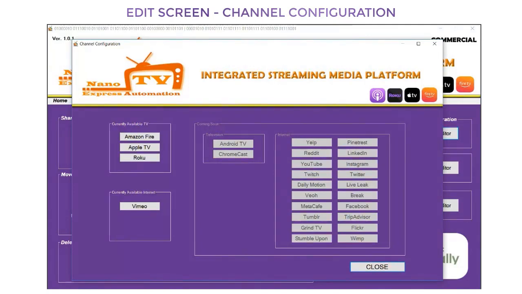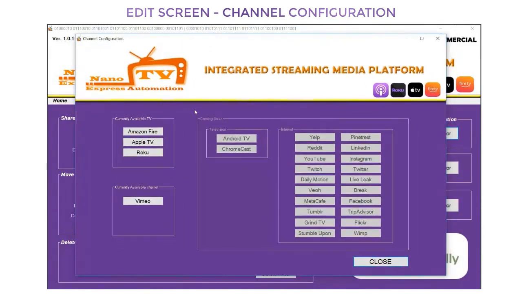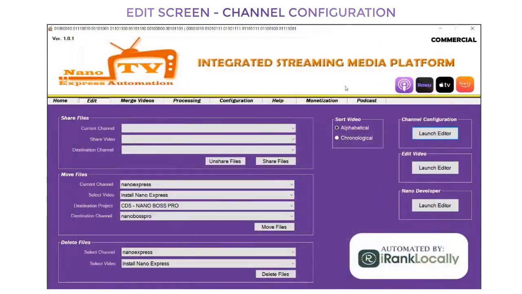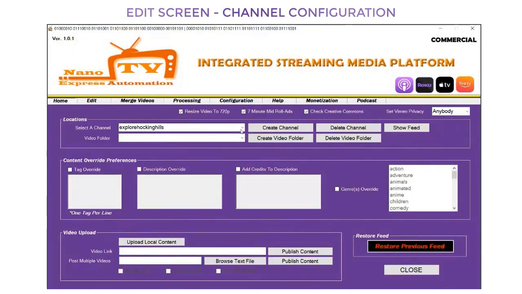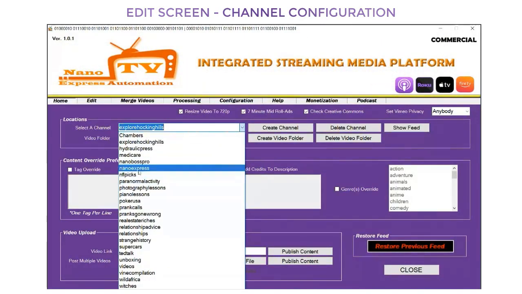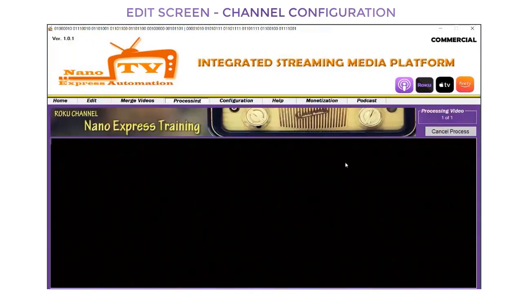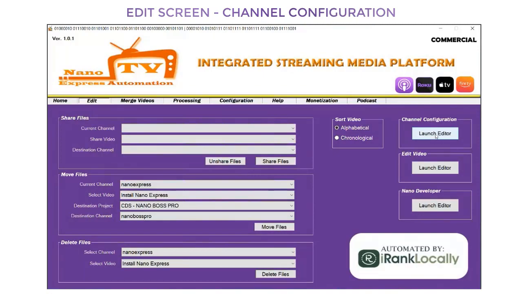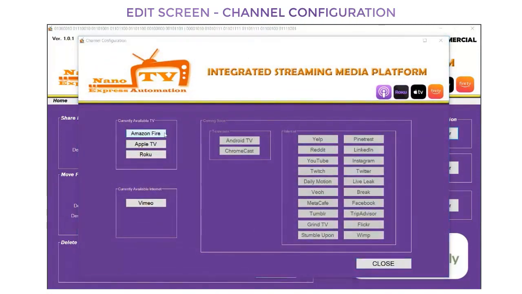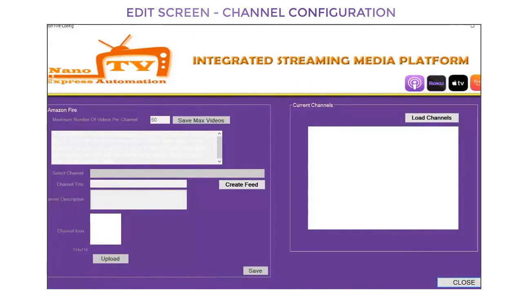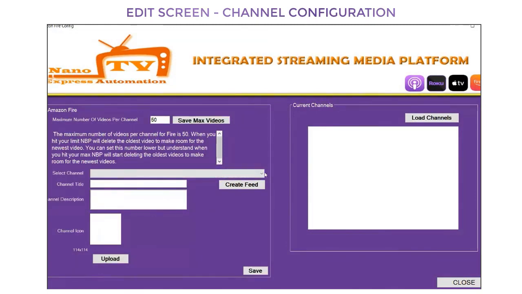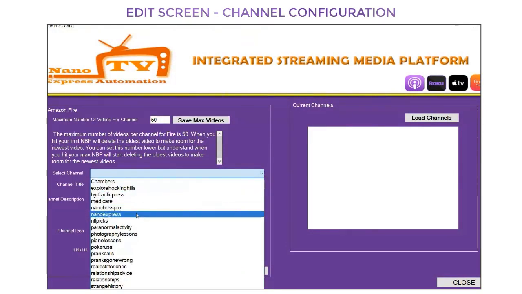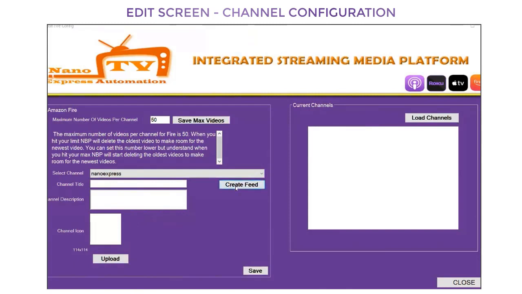So this is a good place for you to see what's coming up next and to see what you have. Just for a little refresher, we went home, we did this Nano Express, right? And we hit show feed, and you saw there was just a Roku feed. If I was to go to edit and launch the channel editor, I could look at Amazon Fire, right? I could enable Amazon Fire. I could select a channel on Nano Express, and I could create the feed.